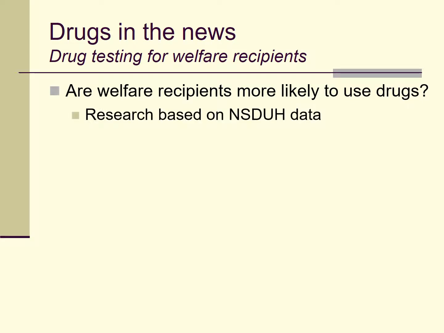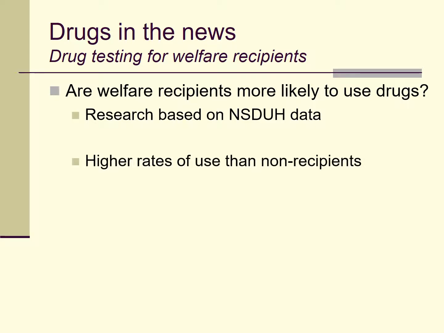Here, I won't present a lot of the data in this lecture, but if you go back to the National Survey of Drug Use and Health, you find that there is some evidence to suggest there are higher rates of use of some drugs among people who are welfare recipients than among people who are non-welfare recipients, at least based on some data from the early 2000s. But it's also interesting to note that we don't see very high rates of abuse or dependence among people who are on welfare.